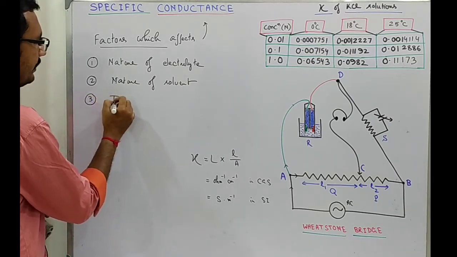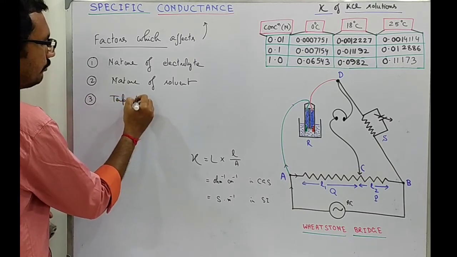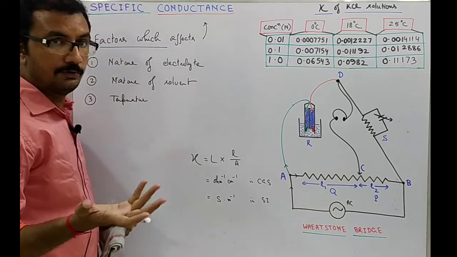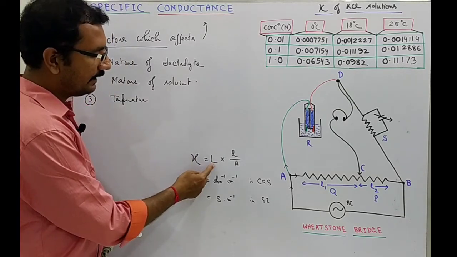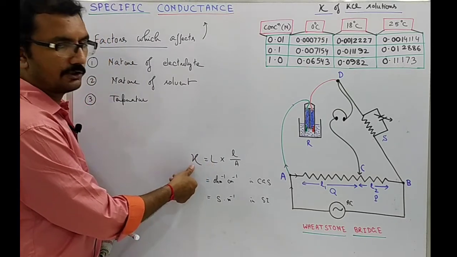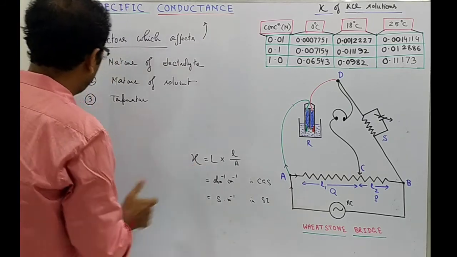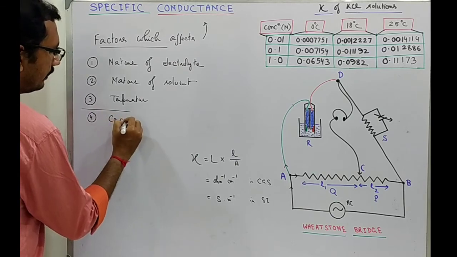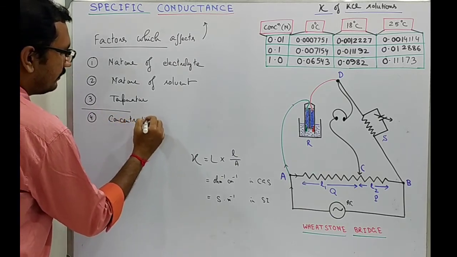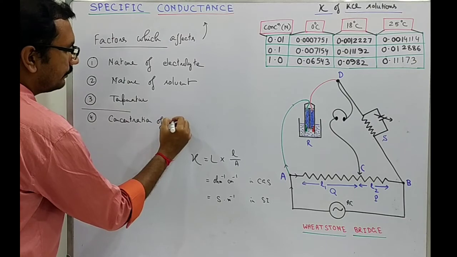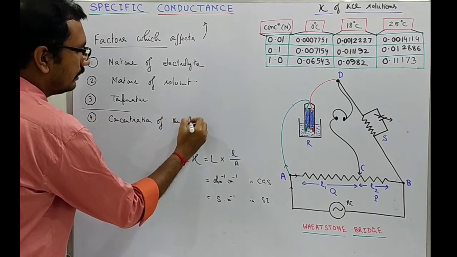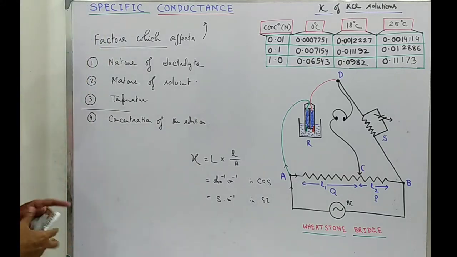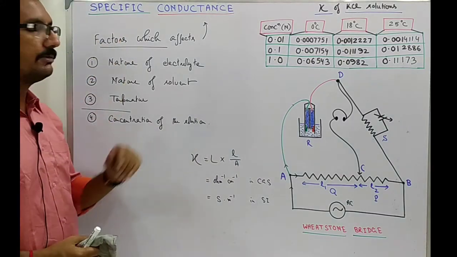Third point is the temperature. More the temperature, more will be the kinetic energy. So, the ions will move faster, so conductance will increase, so specific conductance will increase. Now, the fourth point, it depends on the concentration of the solution. This is highly embarrassing. The specific conductance depends on the concentration of the solution.